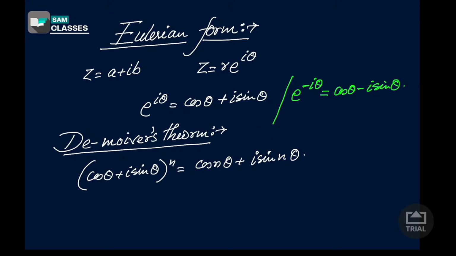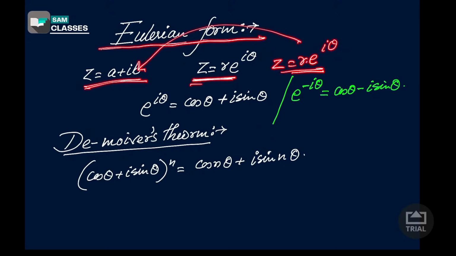Now, Eulerian form. A few questions you can see in Eulerian form also. If I have z = a + ib, I can write z = r e^(iθ). Same thing. Whether you denote the complex number by this or this, it is the same thing.